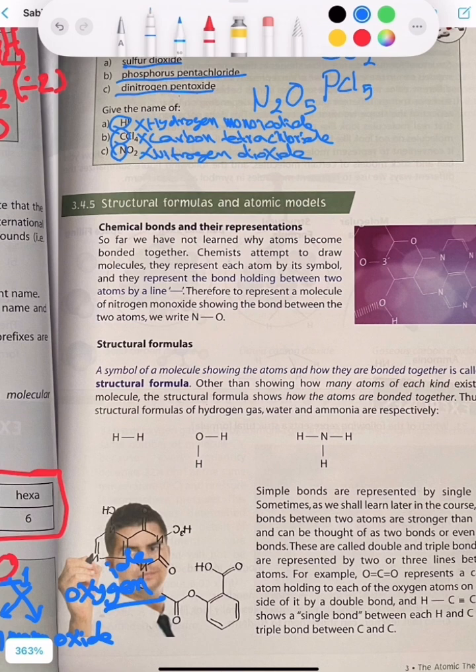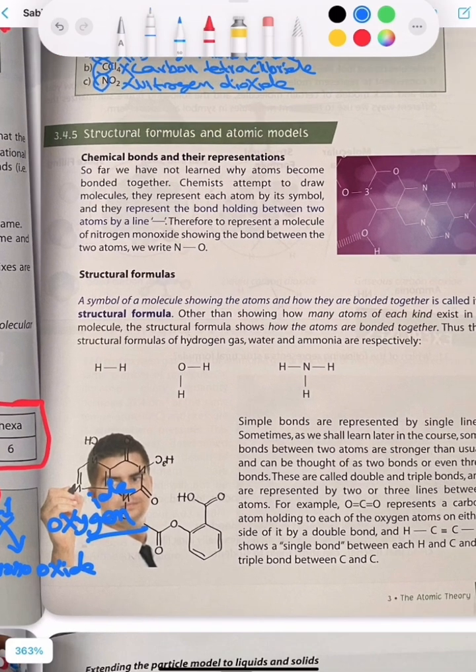Next, we have the structure formulas and the atomic models. Structure formulas give us the structure, the bonding between them. It gives us the most amount of information out of all types of formulas, between empirical, molecular, and structural. So the extra information it gives us is that it shows us the bonding between them. So if I tell you it's NH3, you wouldn't know how they're bonded together. But if I give you the structure formula, you know that one nitrogen is bonded to 3 hydrogens.